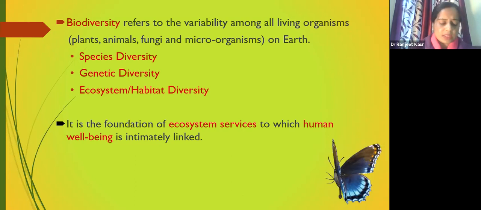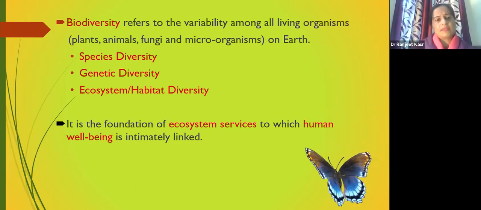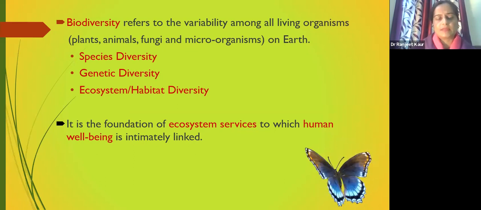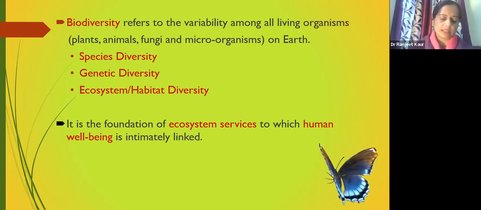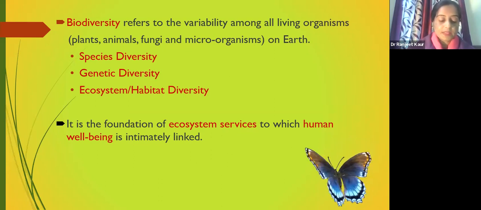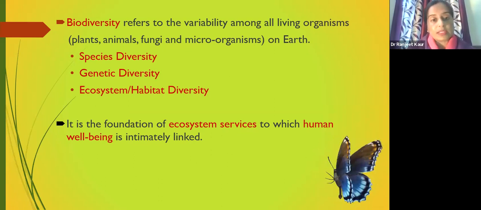In biodiversity, specifically, we'll just take only the small definitions of species diversity, genetic diversity, and habitat diversity. What is species diversity and why is it important? Species diversity is the number and relative abundance of species found in a given biological community. Why is it important? It is important for healthy ecosystems. It is crucial for ecosystem health.